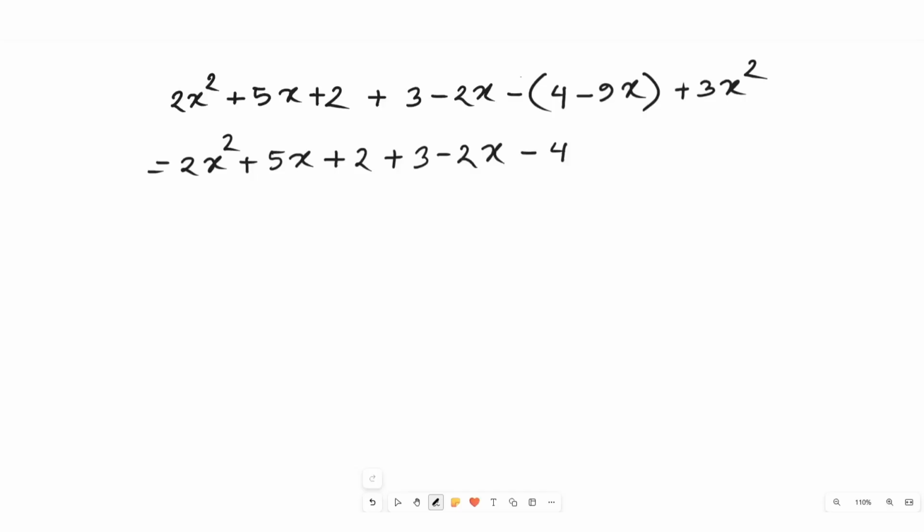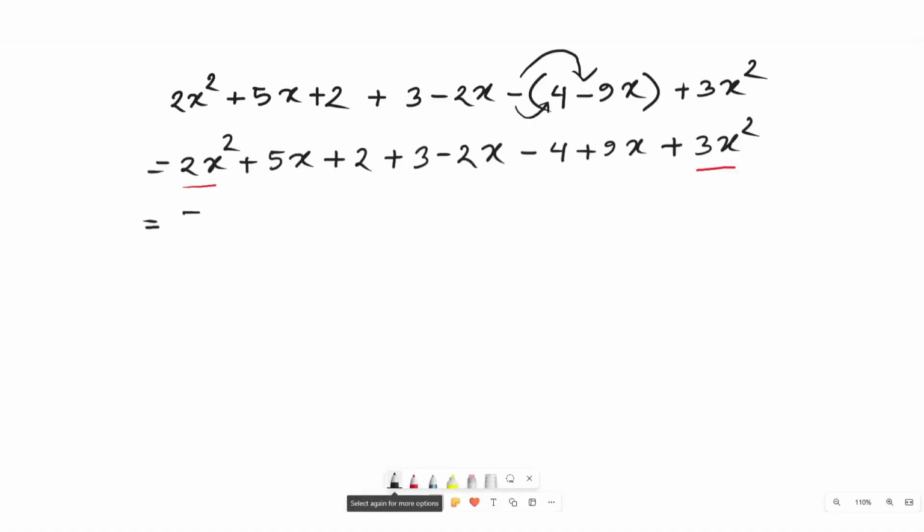The negative sign before the parentheses will turn this positive 4 into a negative 4 and turn this negative 9x into a positive 9x. And that's it. So we can write minus 4 plus 9x plus 3x squared. Now we have to combine like terms. Here, 2x squared and 3x squared are like terms. If we combine 2x squared plus 3x squared, we'll get 5x squared.